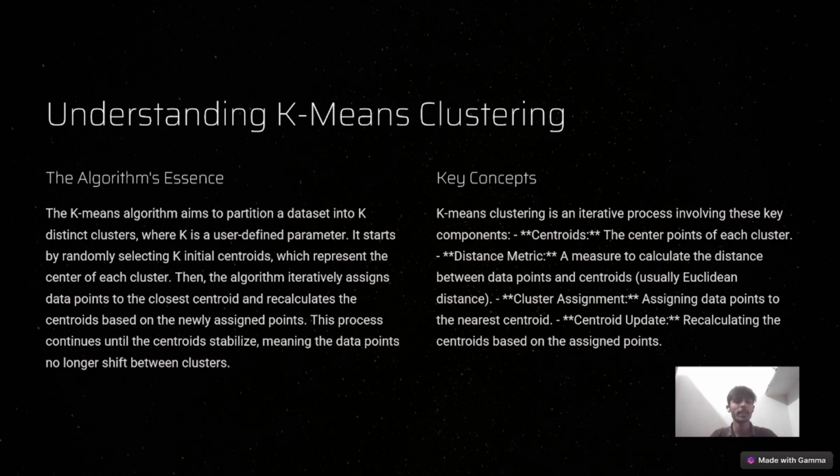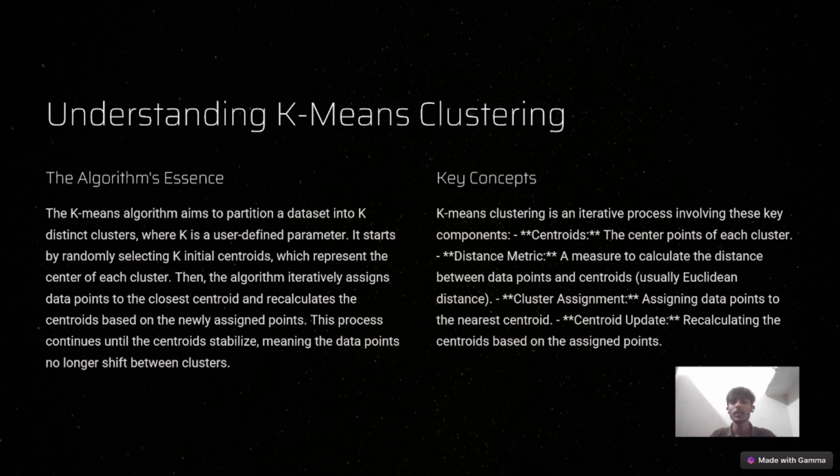It starts by randomly selecting K initial centroids which represent the center of each cluster. Then the algorithm iteratively assigns data points to the closest centroid and recalculates the centroid based on newly assigned points. This process continues until the centroids stabilize, meaning the data points no longer shift between clusters.